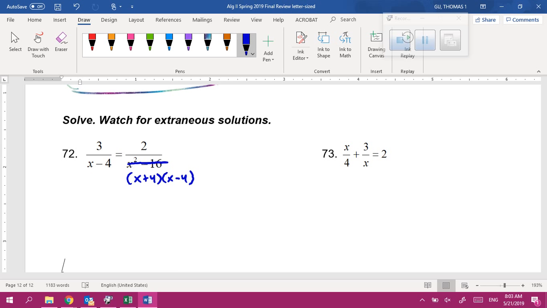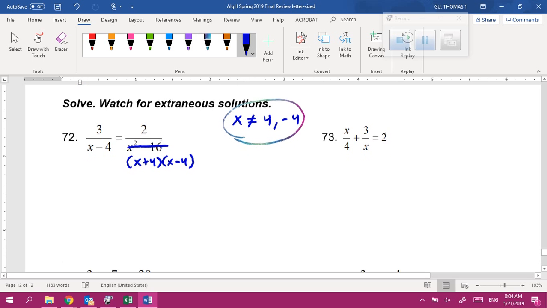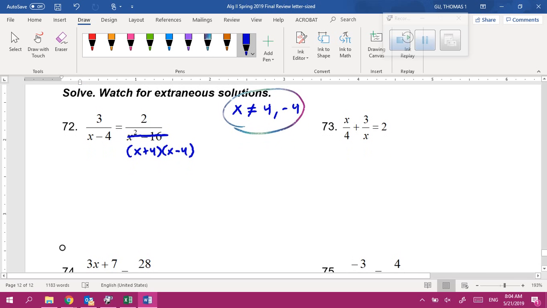So what would my restrictions be? X does not equal 4 and negative 4. Does not equal 4 and negative 4, right? Those are the only two unique restrictions there. So that's very important to write at the beginning. Technically on this question you wouldn't have to circle that because it doesn't say that, but it's part of the answer. Or it's part of what will get you the answer.